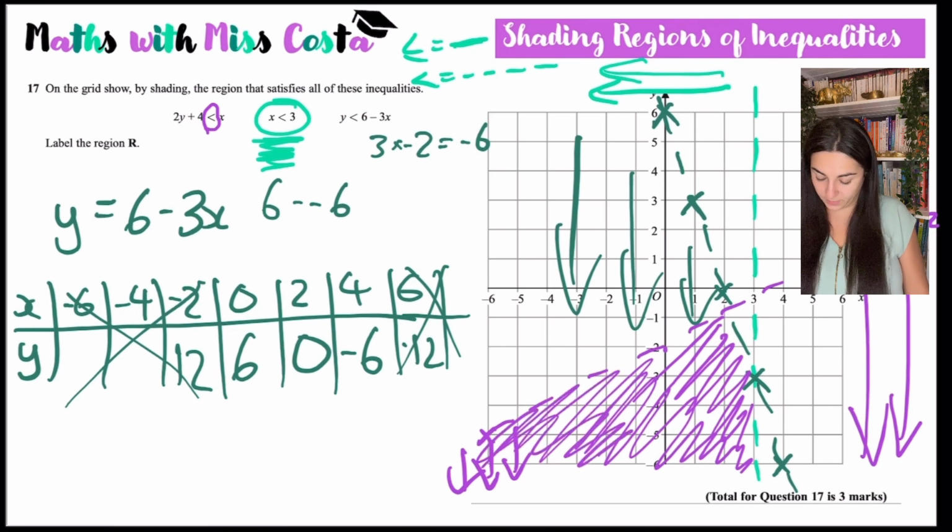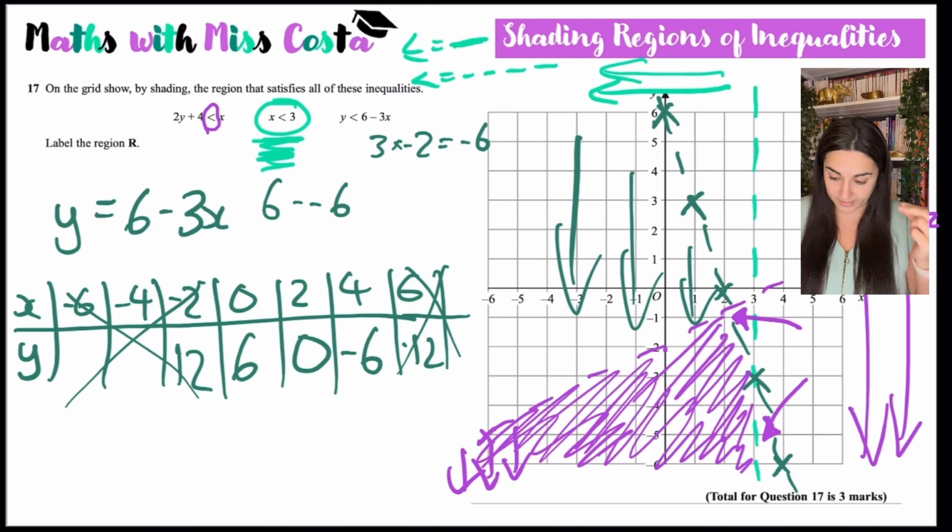But it's really important that this section here isn't shaded in, because that wouldn't satisfy the x is less than 3 region, and this region here isn't shaded either. Okay, so it has to be something that satisfies all 3 regions.